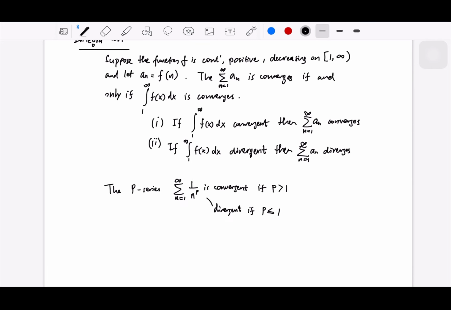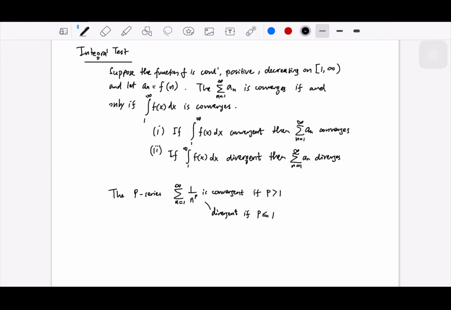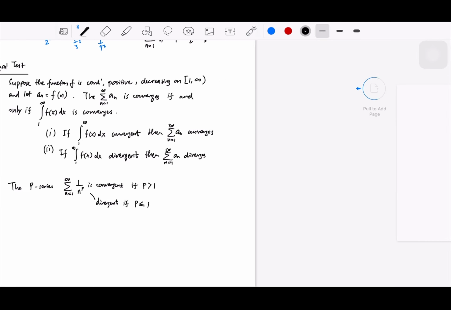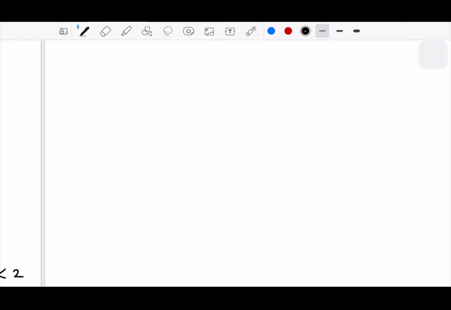Okay, so that's pretty much the integral test. Now the applications of the integral test: aside from determining whether the series converges or not, we can also use the test for evaluating or estimating the sum.